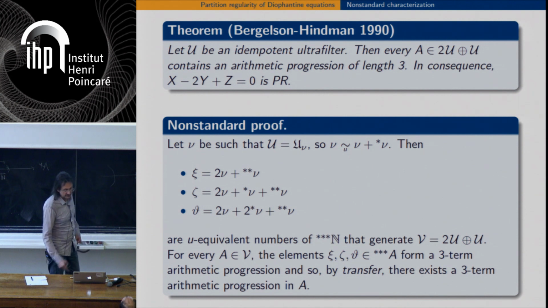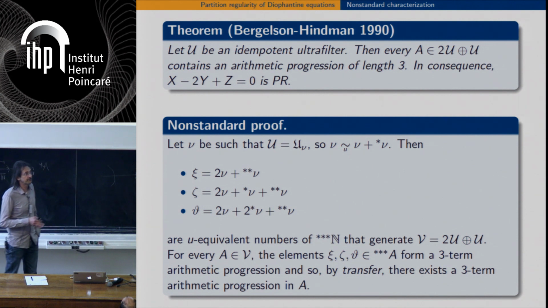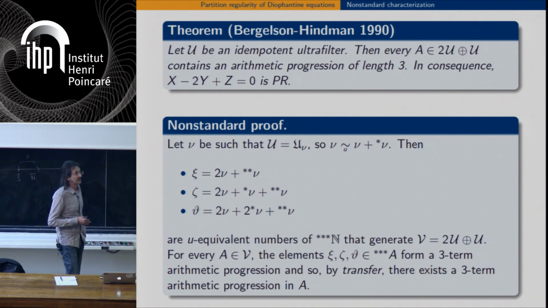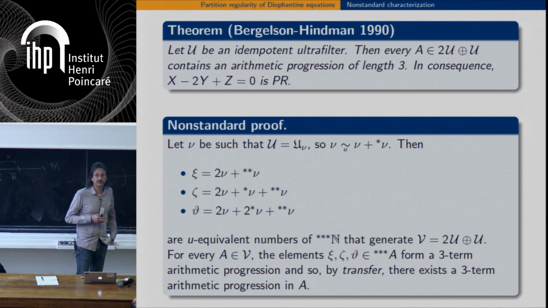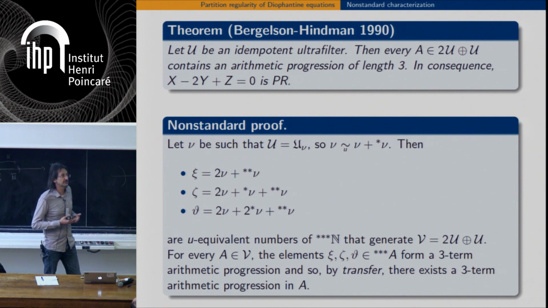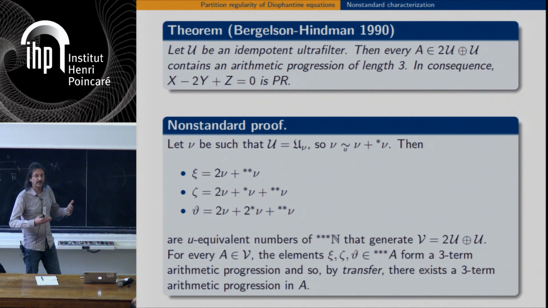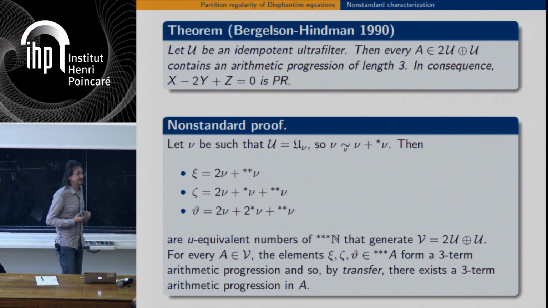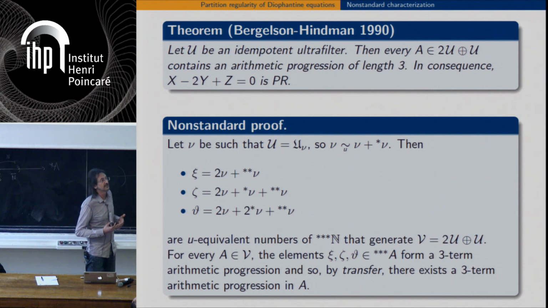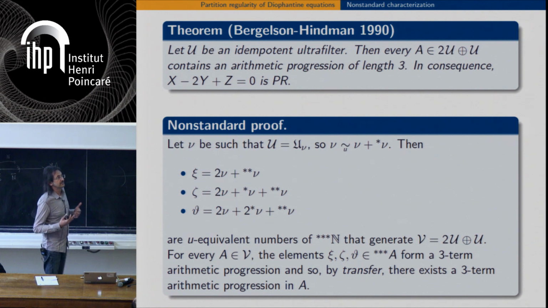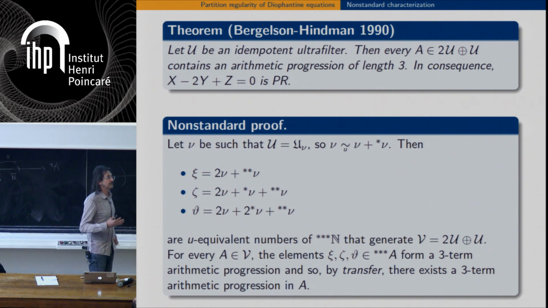Now, I noticed that in non-standard terms, this can be rephrased in that form. You take these 3 points, you see that they form a three-term arithmetic progression. And since these 3 points are equivalent because of the property of idempotency of nu, by transferring back 3 times from the hyper-extension of the natural numbers to the natural numbers, we get that every element in the ultrafilter generated by these, 2 nu plus nu, contains a three-term arithmetic progression.